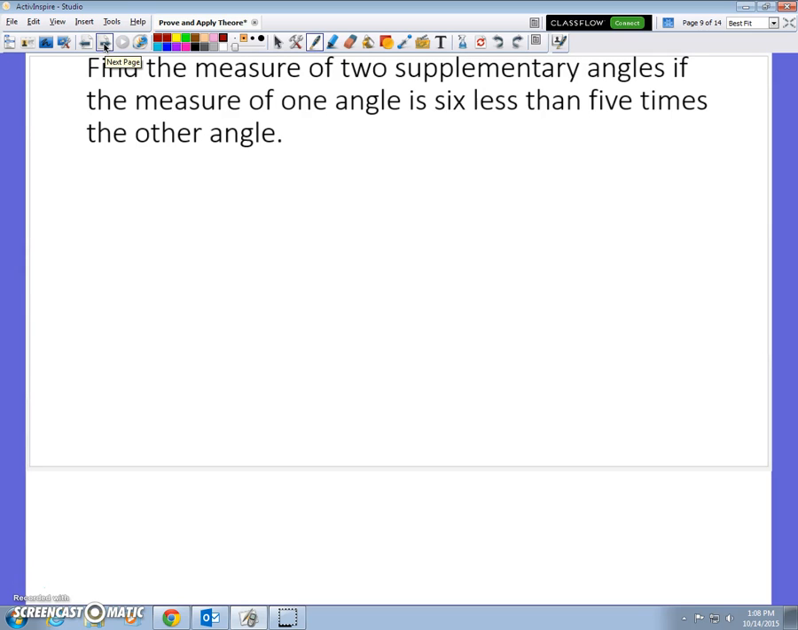Now let's throw a little algebra in the geometry mix here. This question asks us to find the measure of two supplementary angles if the measure of one angle is 6 less than 5 times the other angle. It seems like a long question, but what I noticed right away is I'm finding the measure of supplementary angles. That means I have two angles and they have to add up to 180 degrees. First angle plus the second angle has to equal 180 degrees. And that's really the key step here, setting up our equation. Supplementary itself means the angles together will add up to 180 degrees.